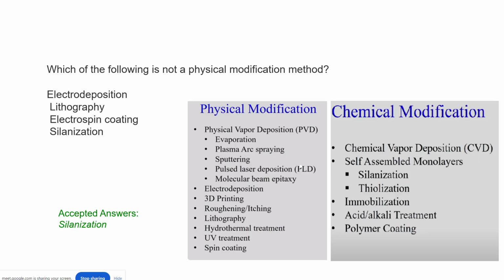Which of the following is not a physical modification method? So here the correct answer would be silanization, whereas electrodeposition, lithography and electrospin coating are all part of physical modification. Only silanization is part of chemical modification. So the correct answer here would be silanization.